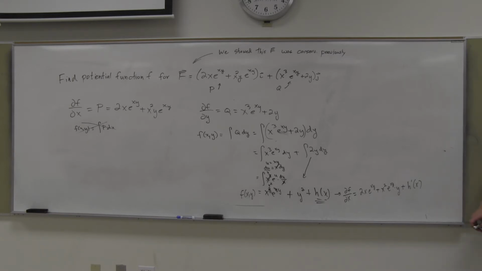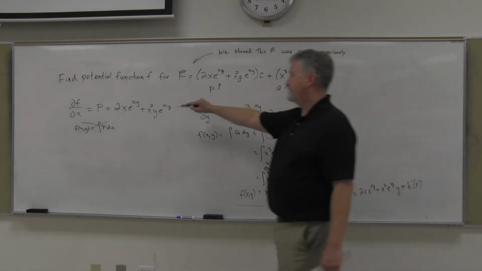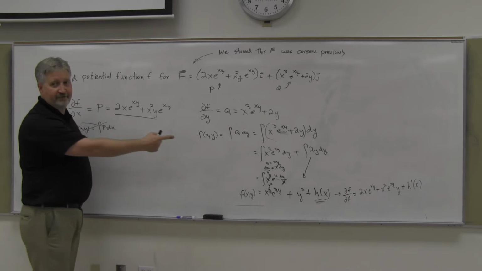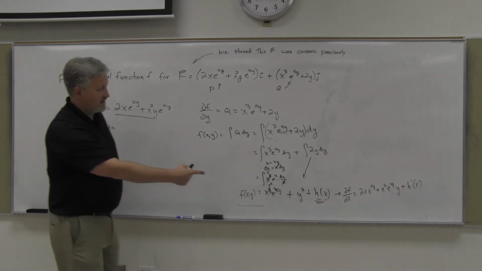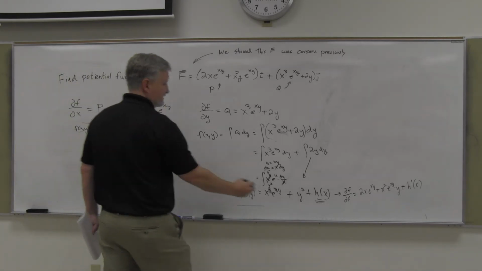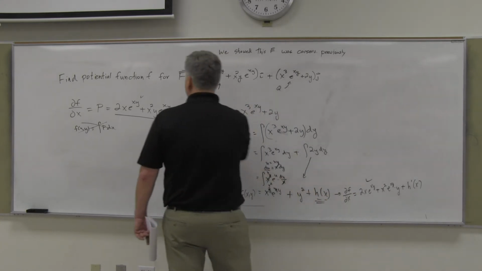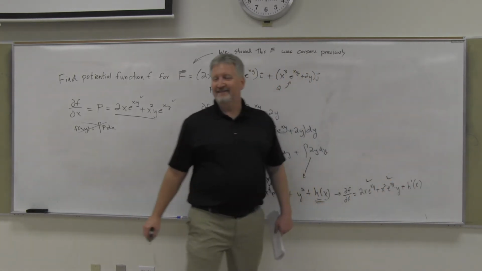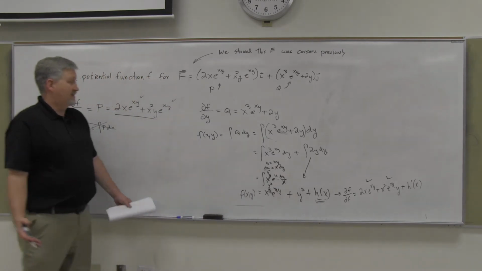What have I got over here for the partial with respect to x? I got both of those things. I got this one, it's here. I got this one, right here. So what does that make h prime of x? H prime of x is 0.